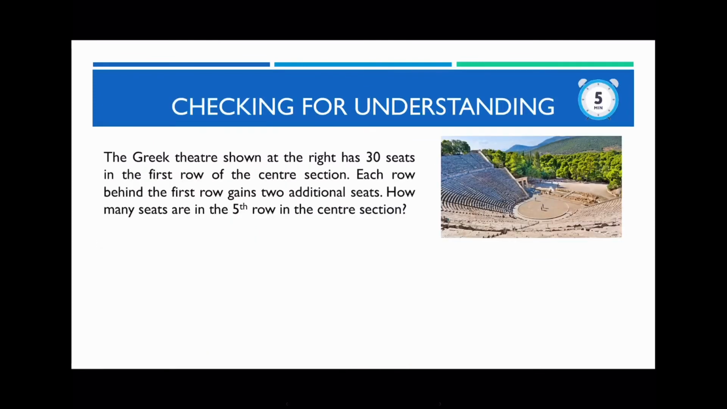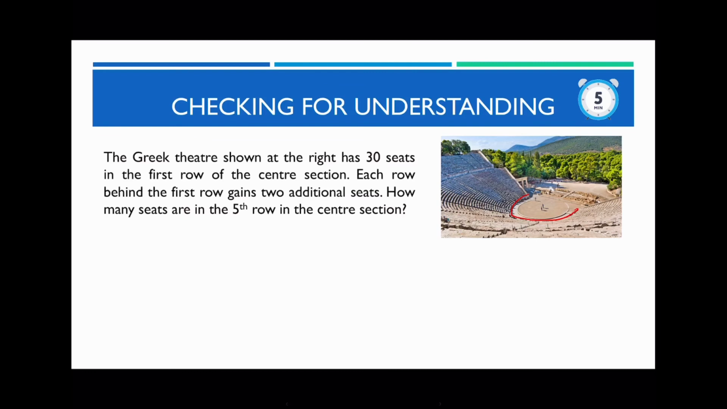Alright guys, what I'd like you to do right now is please attempt this question over here. The question reads, the Greek theatre shown at the right has 30 seats in the first row. So the first row meaning this whole thing over here. And each row behind the first row gains an extra 2 seats. How many seats are in the 5th row? For this particular question, you will need to create a table as well as a general formula. Please pause this video right now, give yourself 5 minutes, and then compare your answers with my answers.